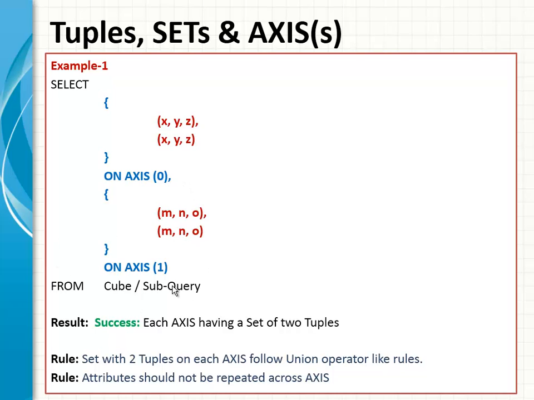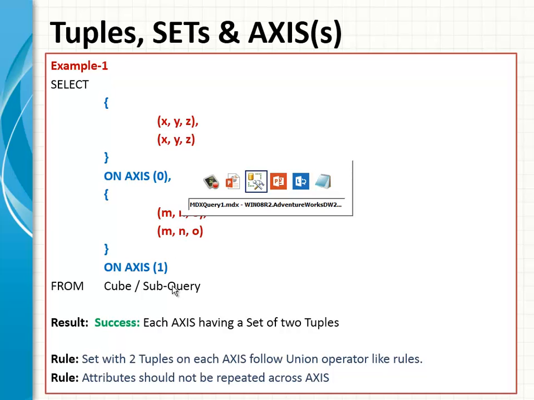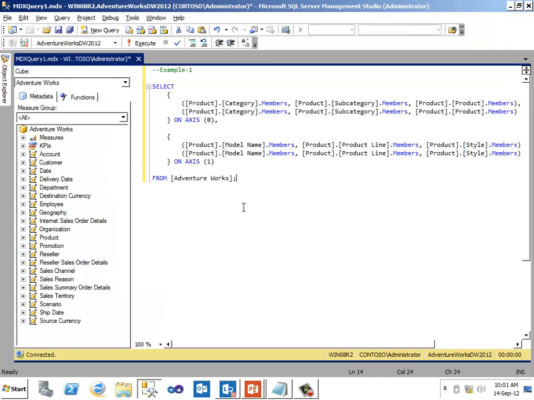Let's see an example of this. Let me switch to SQL Management Studio. I have this query already written. This query on axis 0 has a set of two tuples, and the tuple is made up of the category attribute from the product dimension, the subcategory attribute, and the product attribute.